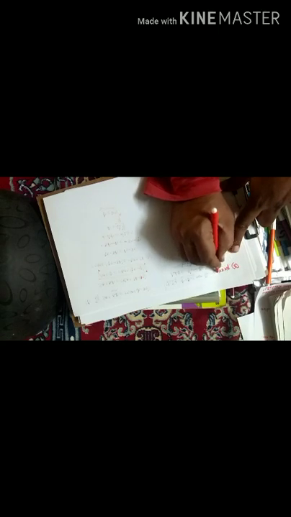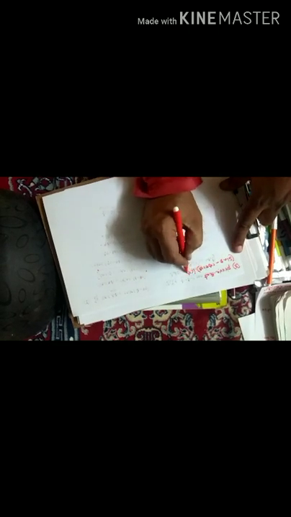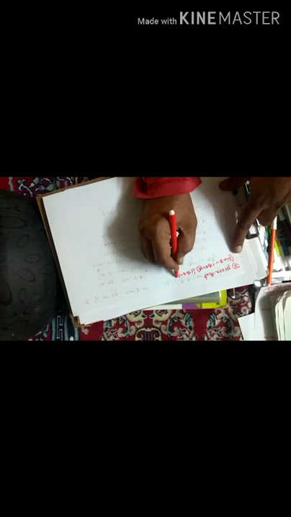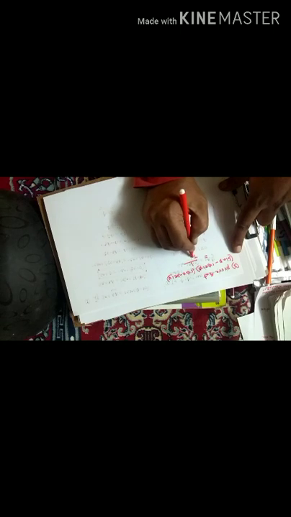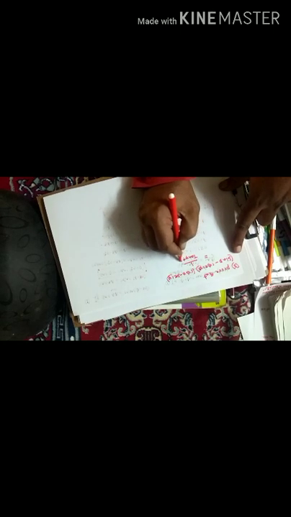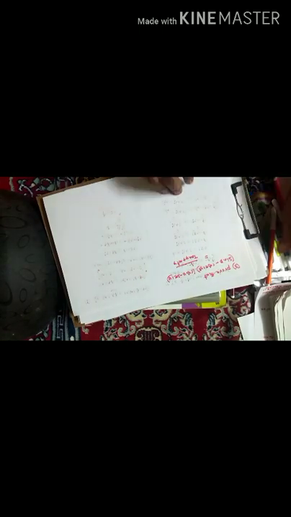My third question is, prove that (sin theta minus cosec theta) into (cos theta minus sec theta) is equal to 1 by tan theta plus cot theta. So this is my third question.